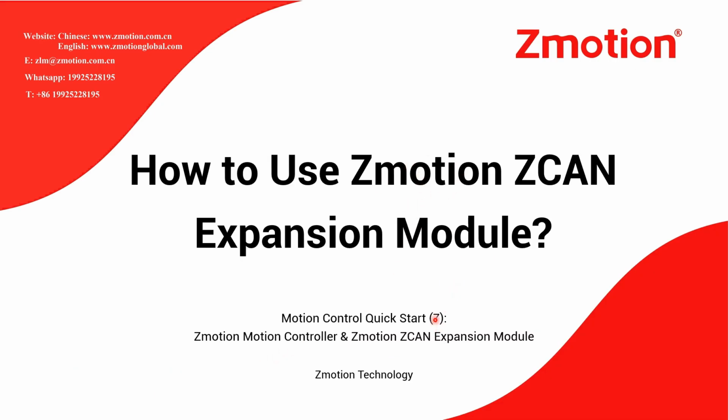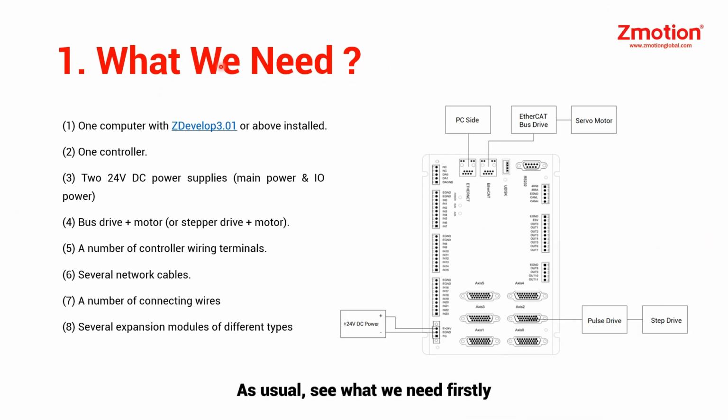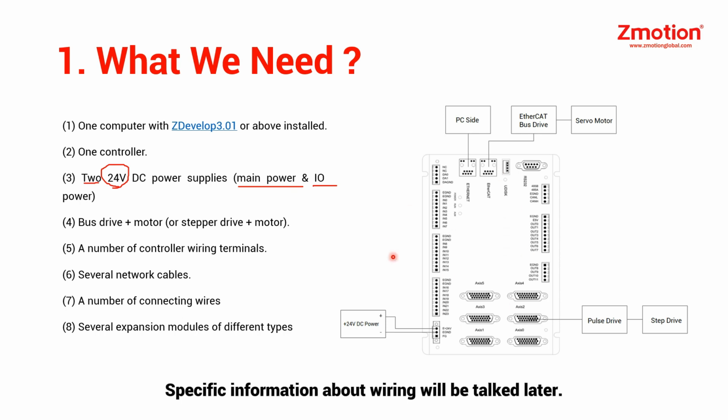Here is the 7th part, how to connect Z Motion Controller with Z CAN Bus Expansion Module. As usual, see what we need firstly. Please prepare these materials. It can be seen there are 2 power supplies this time. One separate power for I/O. Then it can prevent I/O signals from interference well. And it also should be 24 volts DC power. Specific information about wiring will be talked later.